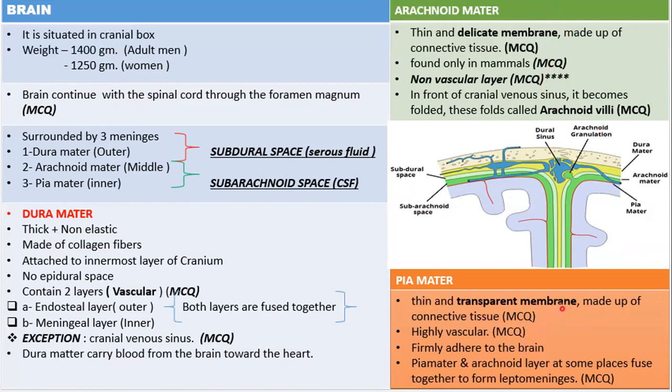Pia mater and the arachnoid layer at some places fuse together to form the leptomeninges. So there are some points where we see the fusion of two layers, the endosteal and the meningeal layer, that forms the cranial venous sinus. And similarly, when the pia mater and the arachnoid mater fuse, it forms the leptomeninges. This we broadly see in neuroanatomy, so it is not more concerned with neurophysiology, but I have put this point so that you can clear your basics here itself.